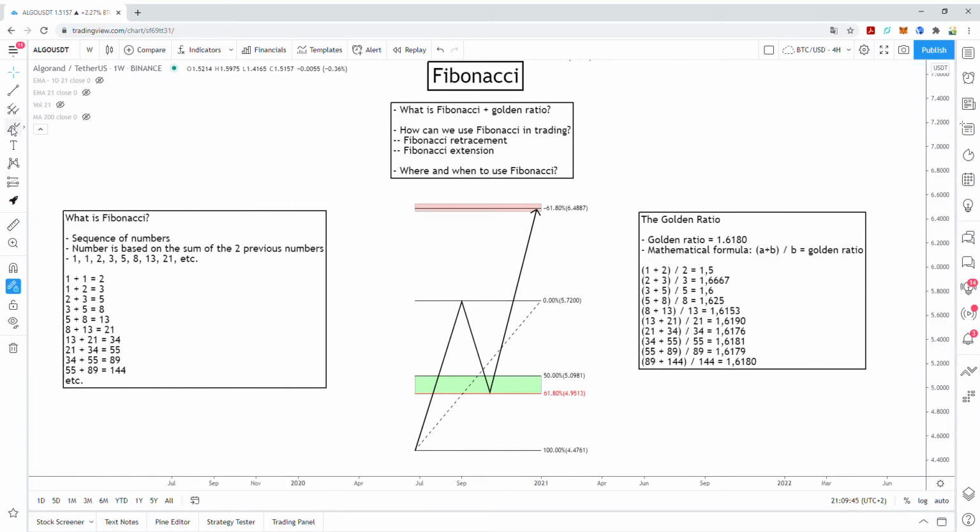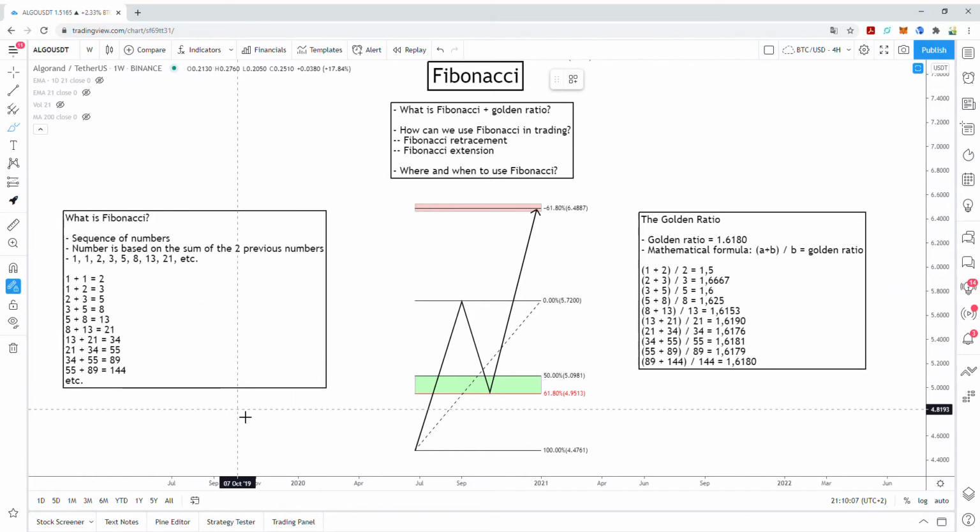So Fibonacci is a sequence of numbers, and the number is based on the sum of the two previous numbers. So it starts with 1, the second is 1, and if we do 1 and 1, this is 2. 1 and 2 is 3. 2 and 3 is 5. And we go on like this. And now you'll think, okay, but what is with these numbers?